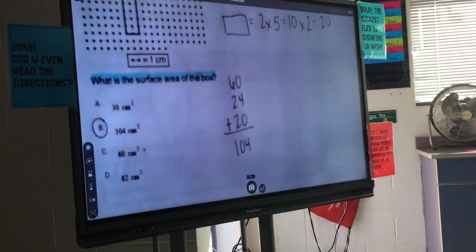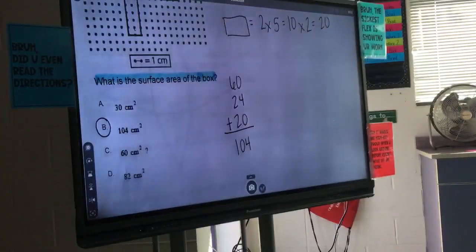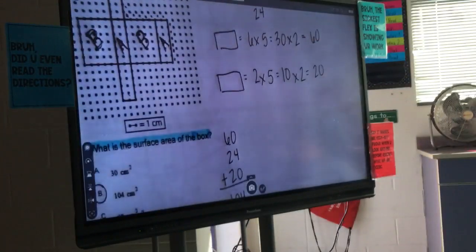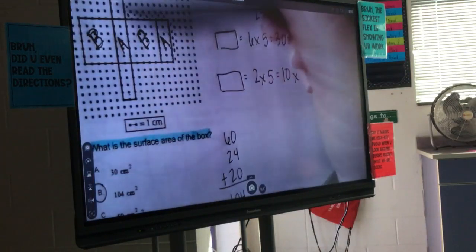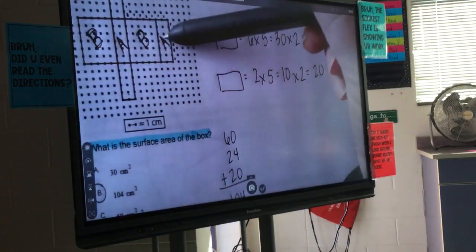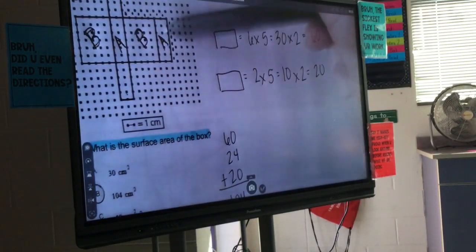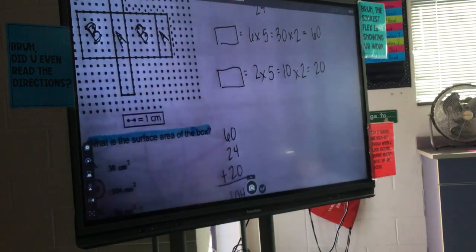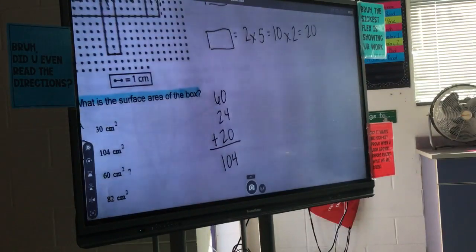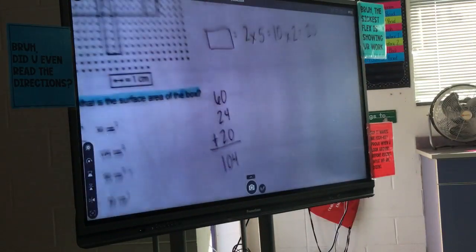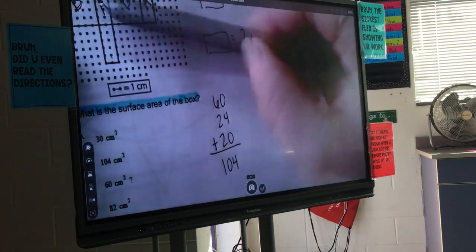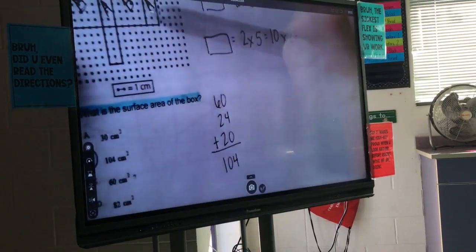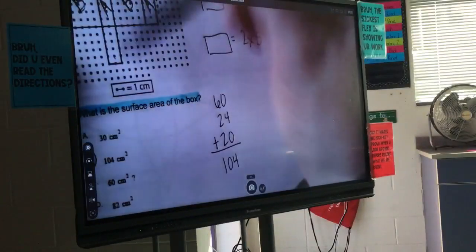Okay. All right, now there's a way to check to make sure you got this right, because if you said that these little skinny ones were the same and you multiplied them together, you would not get 104. So this is a good thing that this is a multiple choice question, because it lets us know these rectangles right here are not the same. It's A, B, and then technically C.